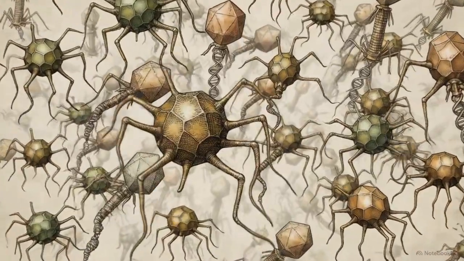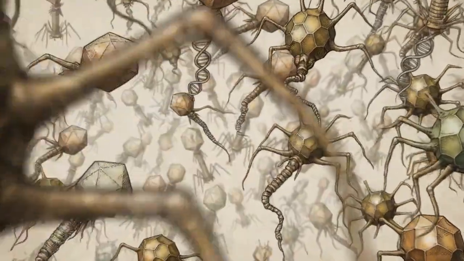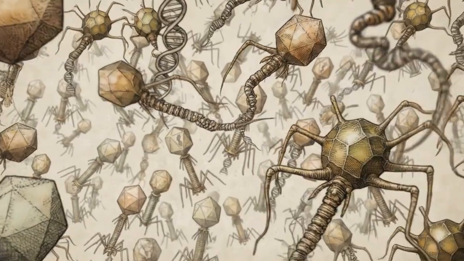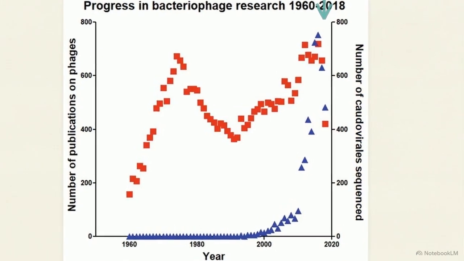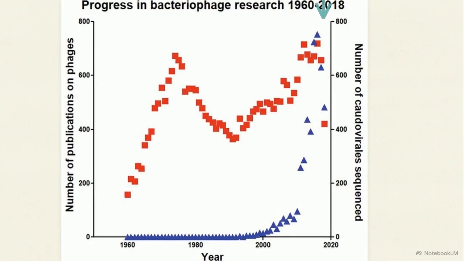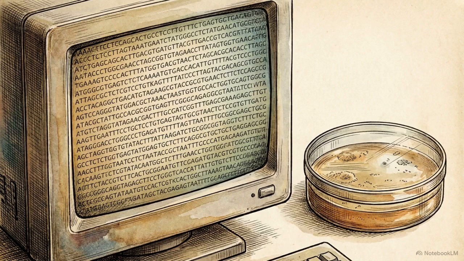High-throughput sequencing has now revealed that our oceans and soils are teeming with a massive diversity of bacteriophages. This chart tracks phage research since 1960. There is a stark divergence between the blue triangles, representing newly sequenced phage genomes, and the red squares, tracking functional publications. The exponential growth in sequencing provides a vast library of raw genetic code, but the physical context remains elusive.